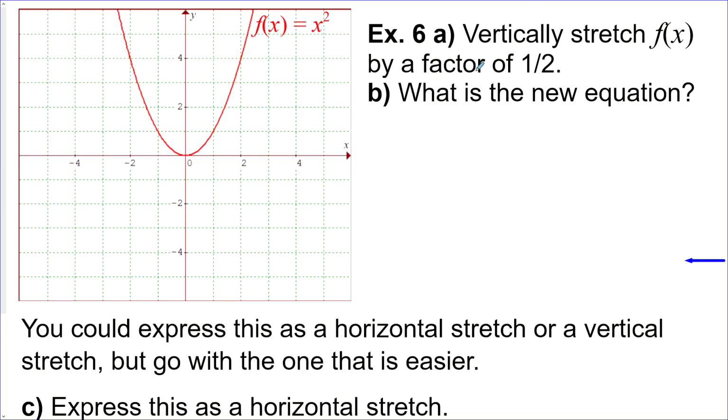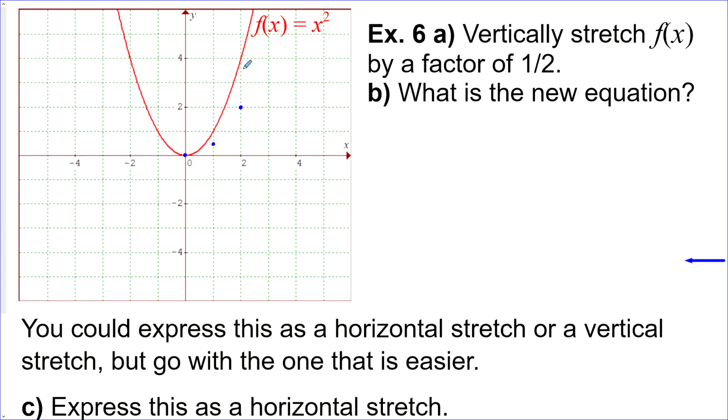We want to vertically stretch this function by a factor of 1/2. Vertical means the y value. So we're going to take each y value and multiply it by 1/2. Nothing will happen to the x values. Here at the vertex, nothing happens at all because 0 times 1/2 is still 0. This one, the y value is 1, so multiplied by 1/2 is 1/2. Let's go to a convenient y value. How about 4? 1/2 of 4 is 2.